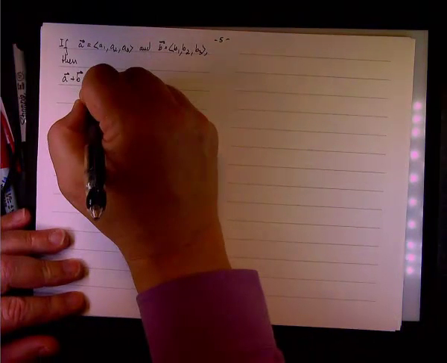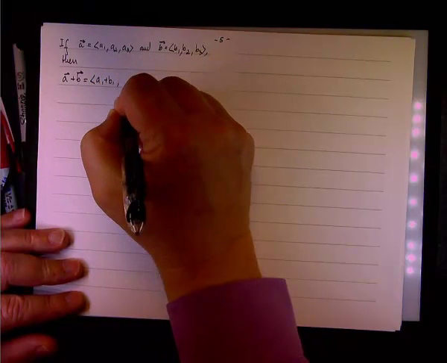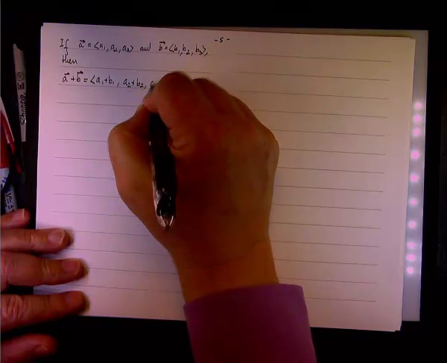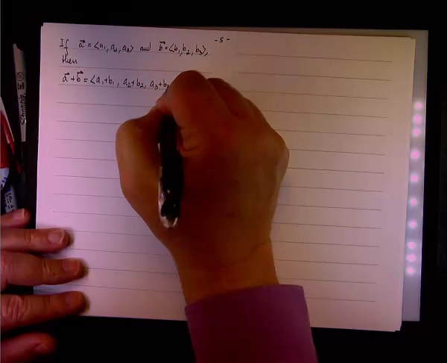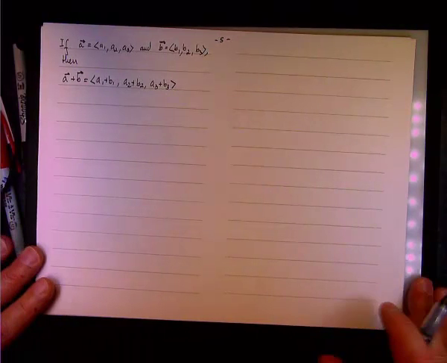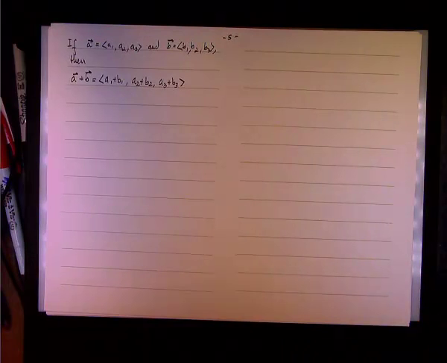When we add these two together, we add like components. So we have A1 plus B1, that will be one component, A2 plus B2, and A3 plus B3. And this is an important notion, especially if you do the homework. That's how we add vectors.